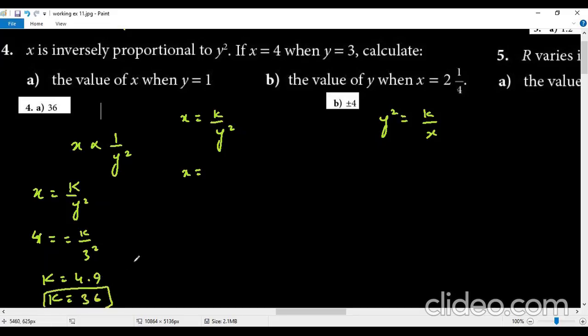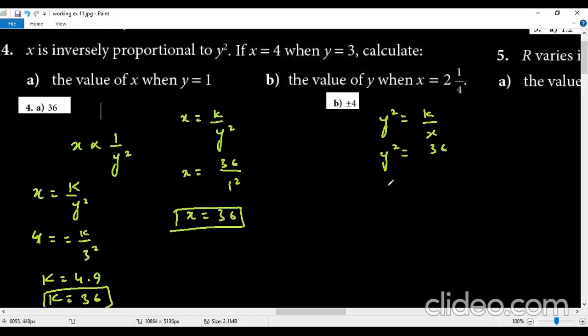Now we'll use the value of k, which is 36, and here y square equals k over x, also 36. And in here, the first part, y is 1 square, that means x is equal to 36.